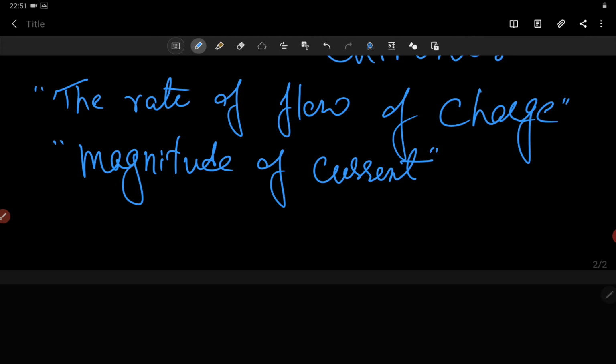So the magnitude of current, that means how much current is flowing in that particular wire, is given by how fast the charge is flowing. It is given by how fast the charge is moving. So I hope you understood what current is. Now in that particular definition, it was also written that through a cross sectional area, that means the rate of flow of charge through the wire, not through the whole wire, only through the cross section of a wire.